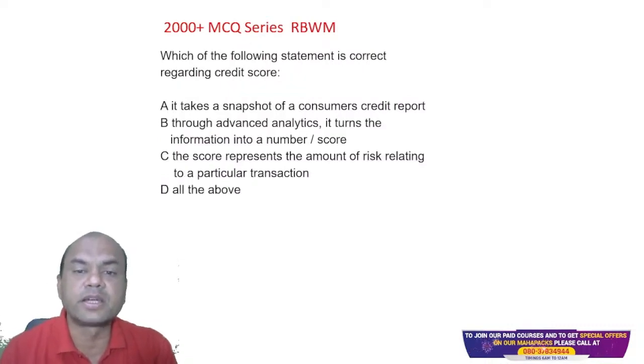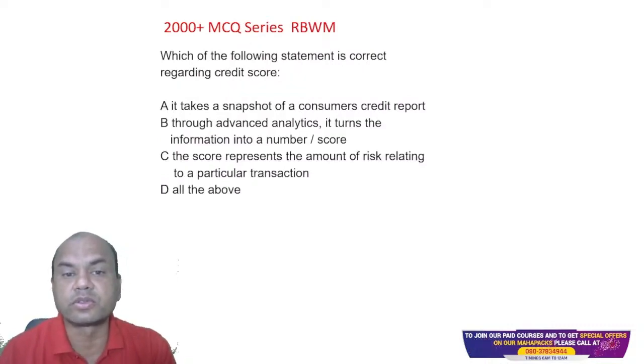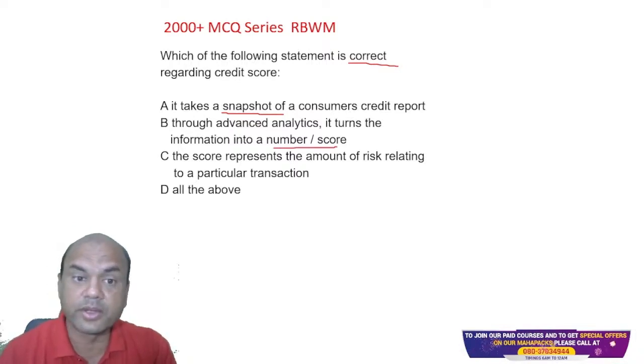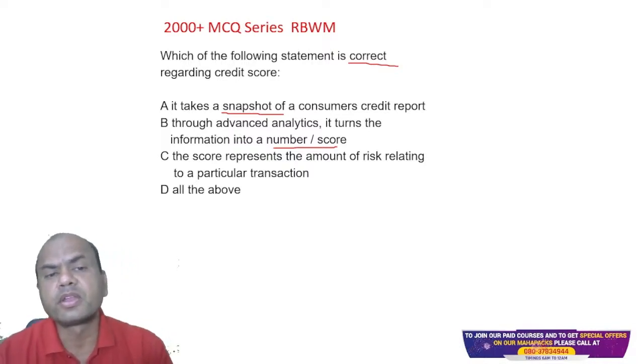Which of the following statements is correct regarding the credit score? It takes a snapshot of the consumer's credit report. Through advanced analytics, it turns the information into a number or score. The score represents the amount of risk relating to a particular transaction, and D is all of the above. What is the correct answer?